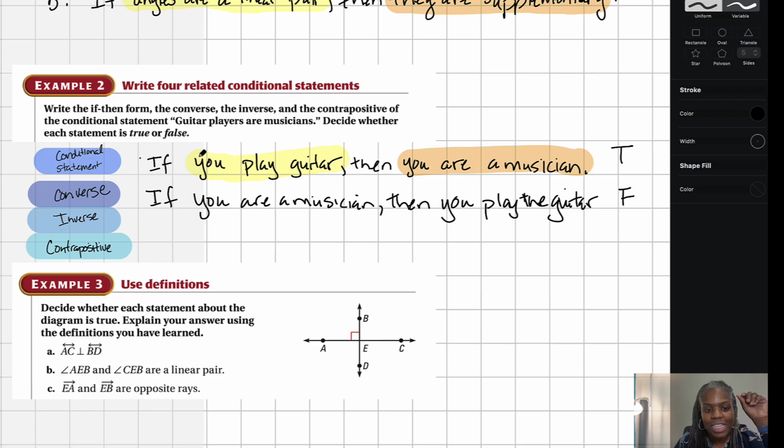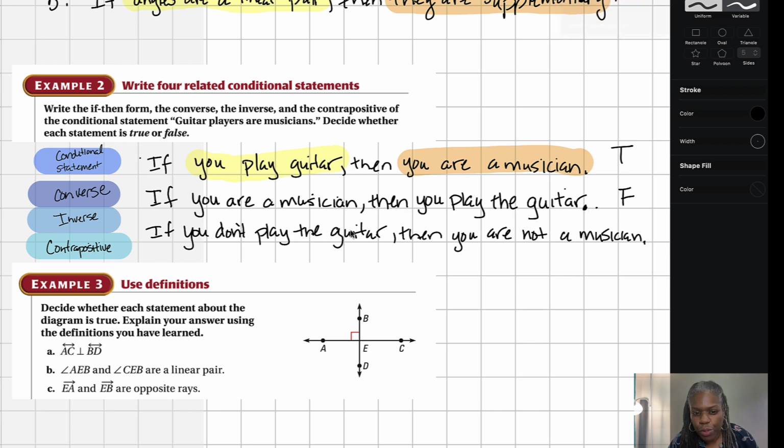The inverse is also going to be related to the original conditional statement, but what we do is we just negate both of these. So we say the opposite of this. If you don't play the guitar, then you are not a musician. You can clearly see that that's false. You can play something else, right?